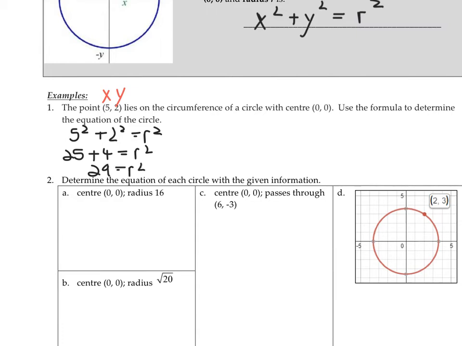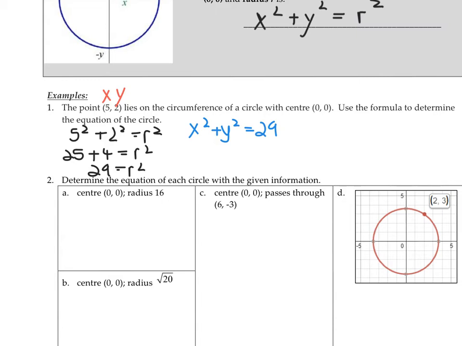Now if I wanted to find the radius, I can square root both sides, and I can tell you that the radius of this circle is the square root of 29. But because you're just asking us for the formula, we can conclude that the formula of this circle is x squared plus y squared equals r squared, which in this case is 29.